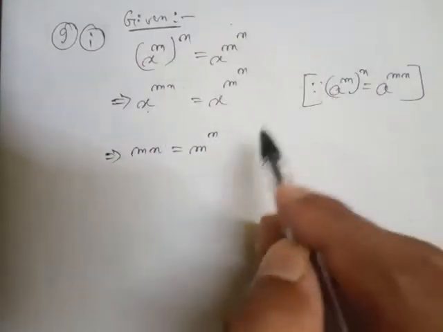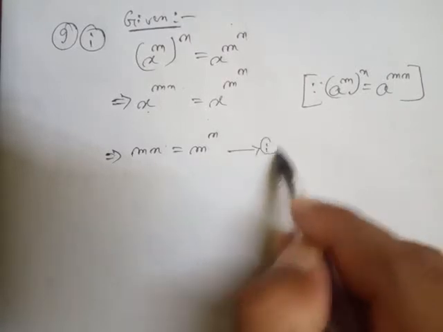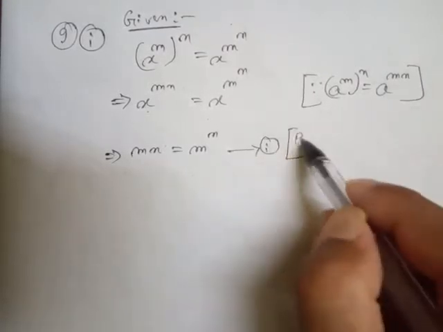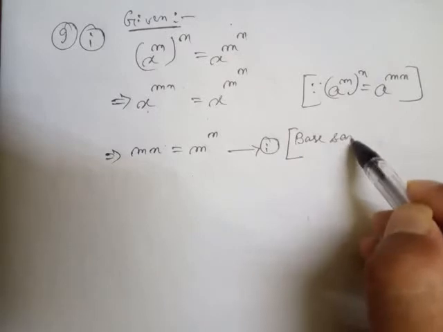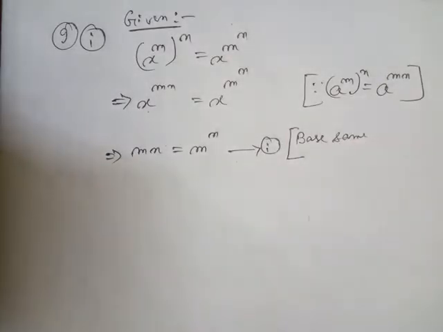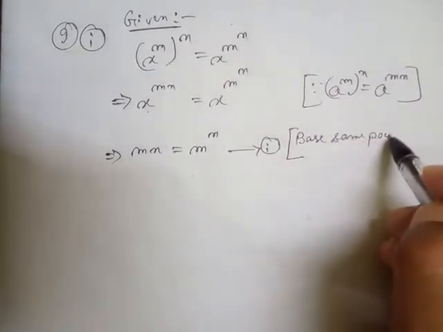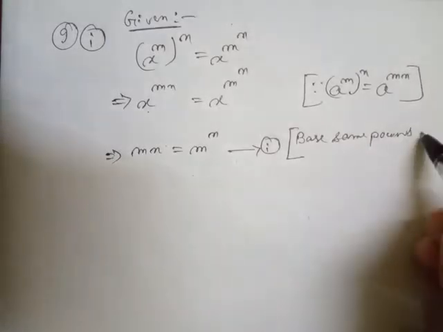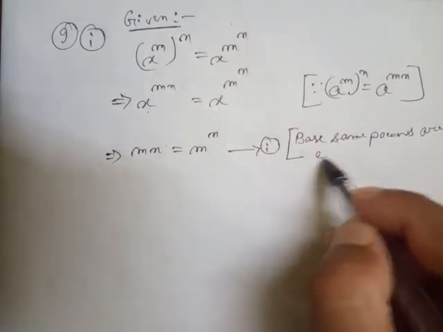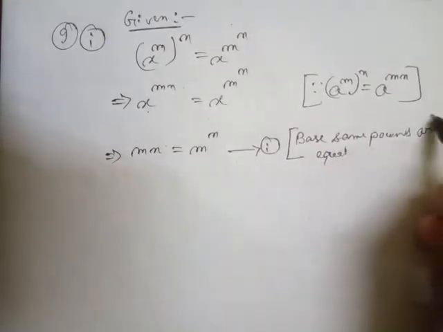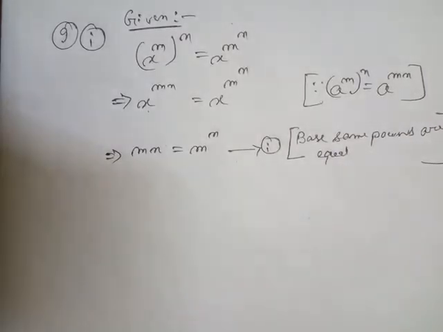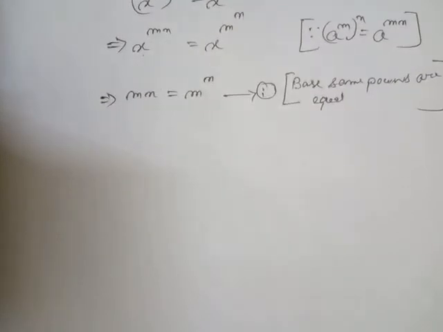Here I will write, now this I am taking as equation number 1, and condition will write that base same, powers are equal. Base same, powers are equal. This is the first part. Now the second part is LHS.